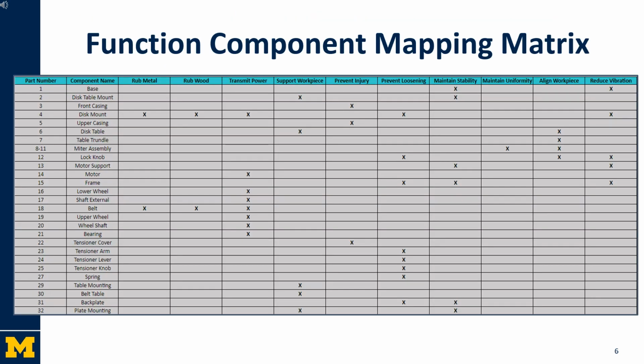Coming to the function component mapping matrix, you can see the columns defined by the functions on the terminal leaves of the FAST diagram and the rows defined by name of all the parts of the products. The matrix helps to know which parts are involved in performing what functions. As it can be seen in the matrix, the highest number of parts are involved in performing the transmit power function.